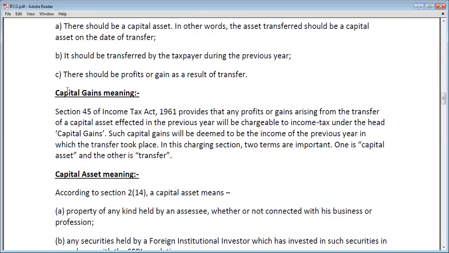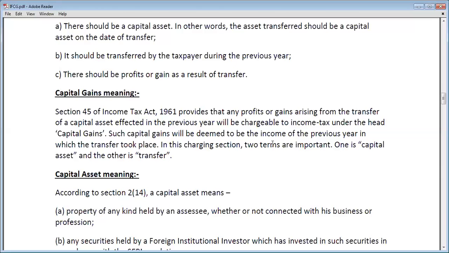So first, what do you understand by capital gain? Meaning of capital gain: Section 45 of the Income Tax Act 1961 provides that any income or gains arising from transfer of capital assets effected in the previous year will be chargeable to income tax under the head capital gain. If some gain or profit arises from the transfer of capital assets, such gain or profit will be known as capital gain. There must be a capital asset and there must be profit and gain from that capital asset, and the profit and gain must arise in the previous year. Such capital gain will be deemed to be the income of the previous year in which such transfer took place.